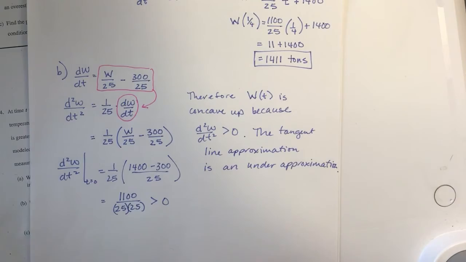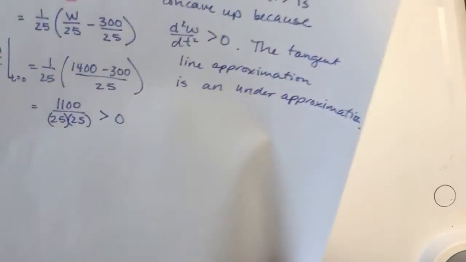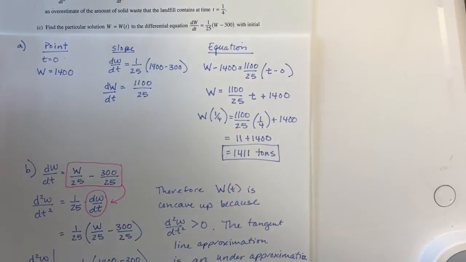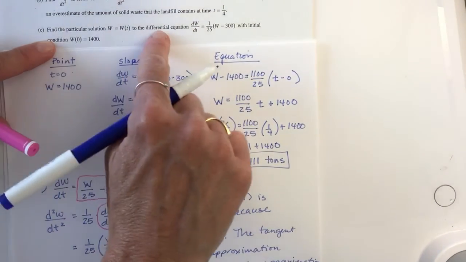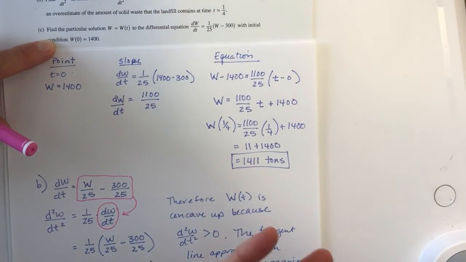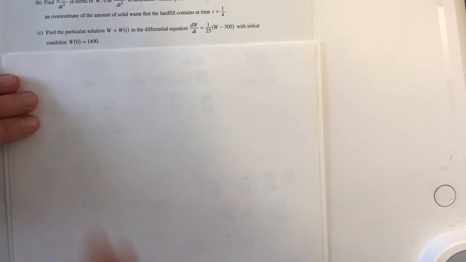Okay. All right. We did parts A and B, and now we get to do C. So C is asking us to find the particular solution. So now this is where we do our separation of variables and anti-derive. So I'm going to flip this page over, and we'll do it right here.